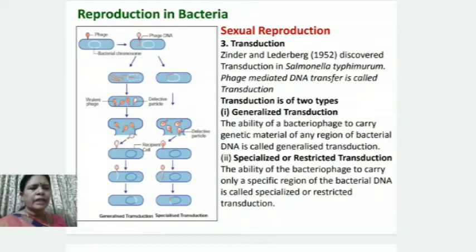Phage-mediated DNA transfer is called transduction. Transduction is of 2 types. One is generalized transduction. The ability of the bacteriophage to carry genetic material of any region of bacterial DNA is called generalized transduction. What is specialized or restricted transduction? The ability of the bacteriophage to carry only a specific region of the bacterial DNA is called specialized or restricted transduction.